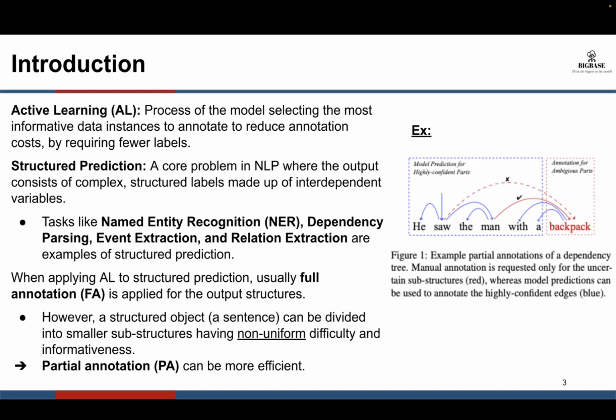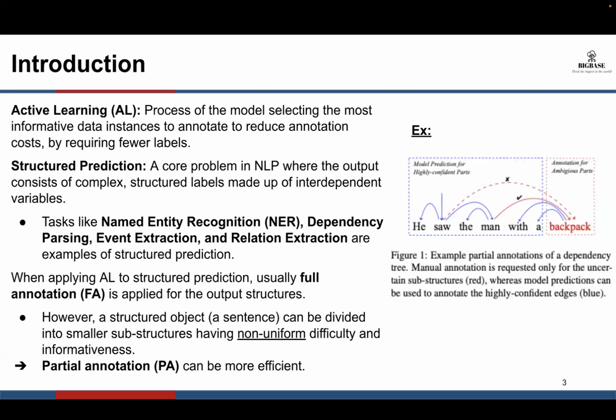Structured prediction is a core problem in NLP where the output consists of complex structure labels made up of interdependent variables. What we mean is that, for example, for the named entity recognition task, the output is a label sequence where each element has interdependency. So these types of tasks are called structured prediction. As I said, named entity recognition, dependency parsing, event extraction, and relation extraction are examples of this type of problem.